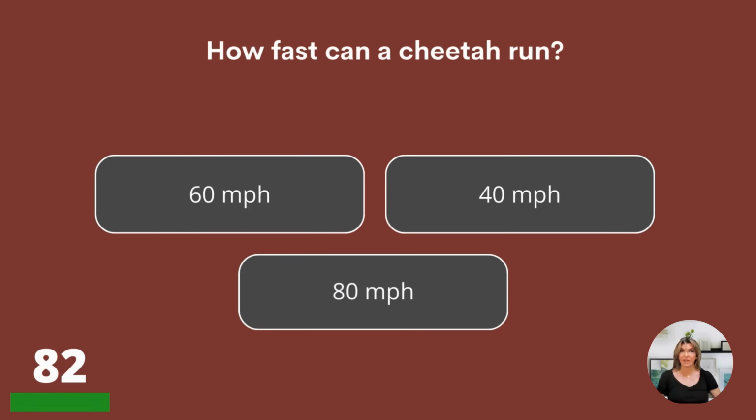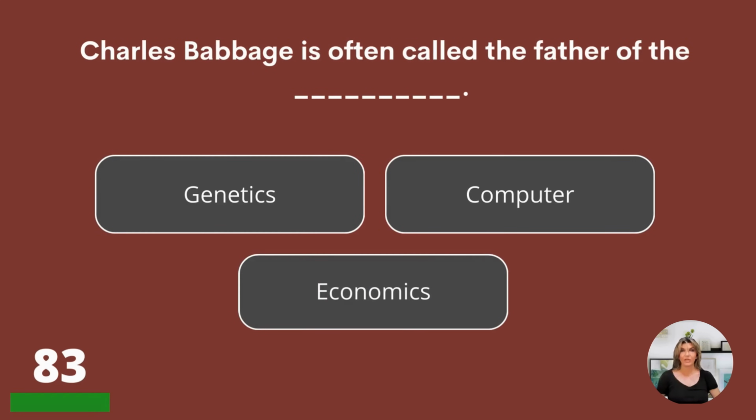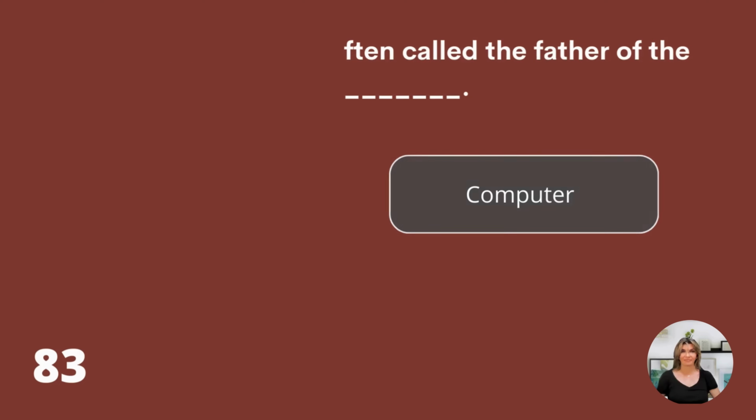How fast can a cheetah run? 60 miles per hour, 40 miles per hour, or 80 miles per hour? 60 miles per hour. Question 83. Charles Babbage is often called the father of genetics, the computer, or economics? The computer.